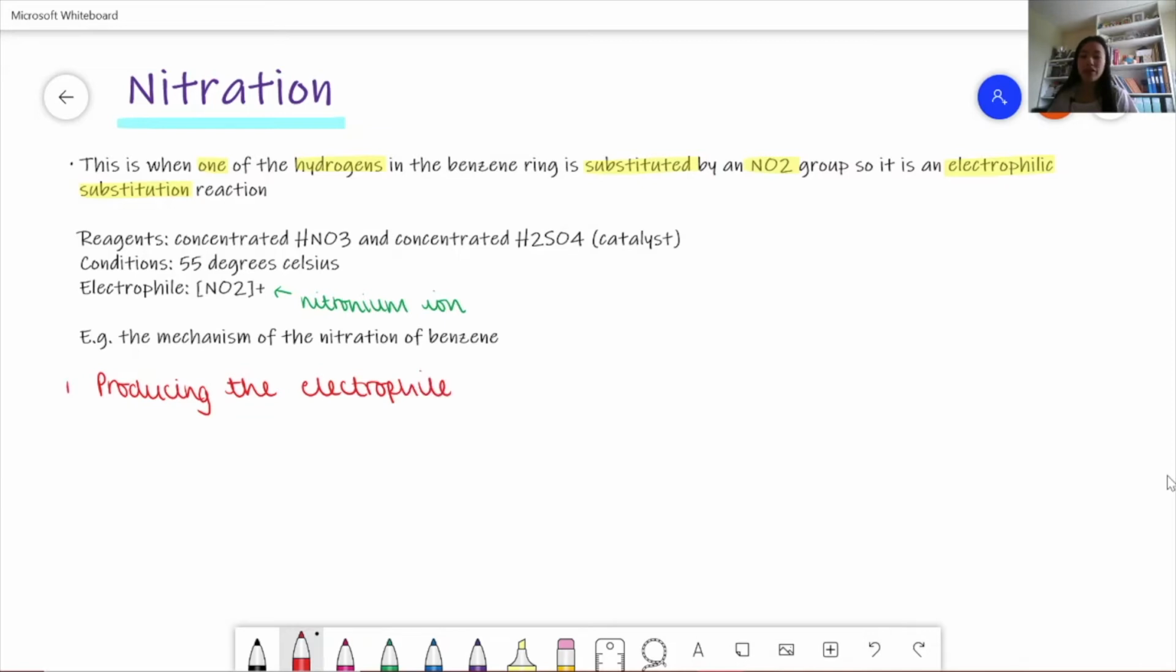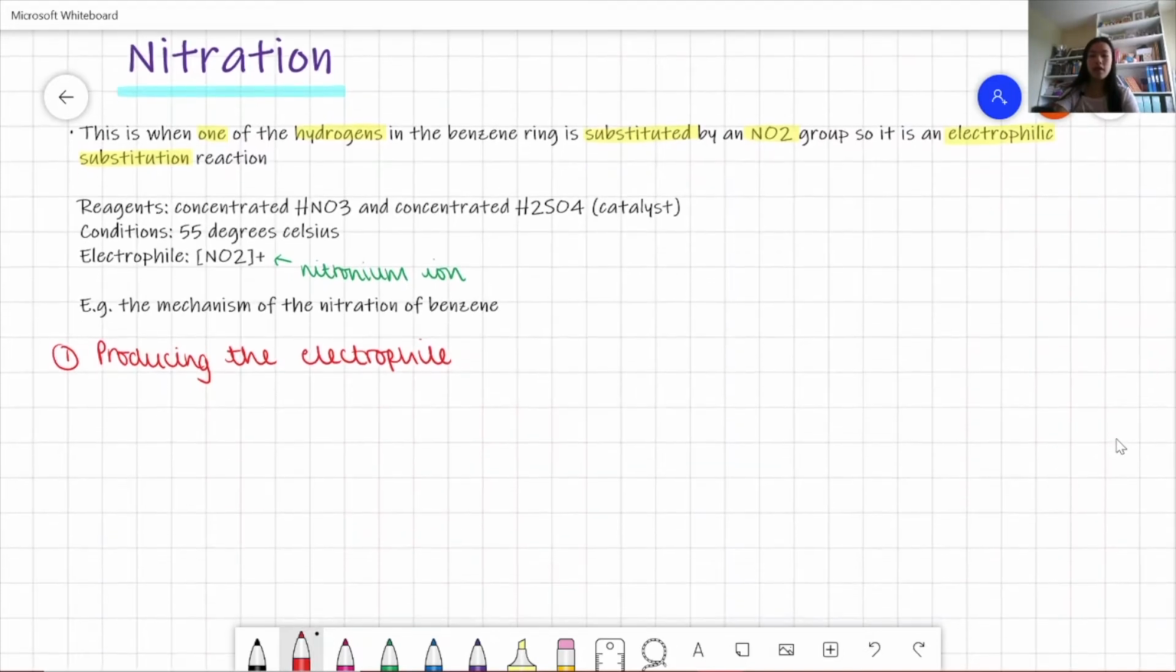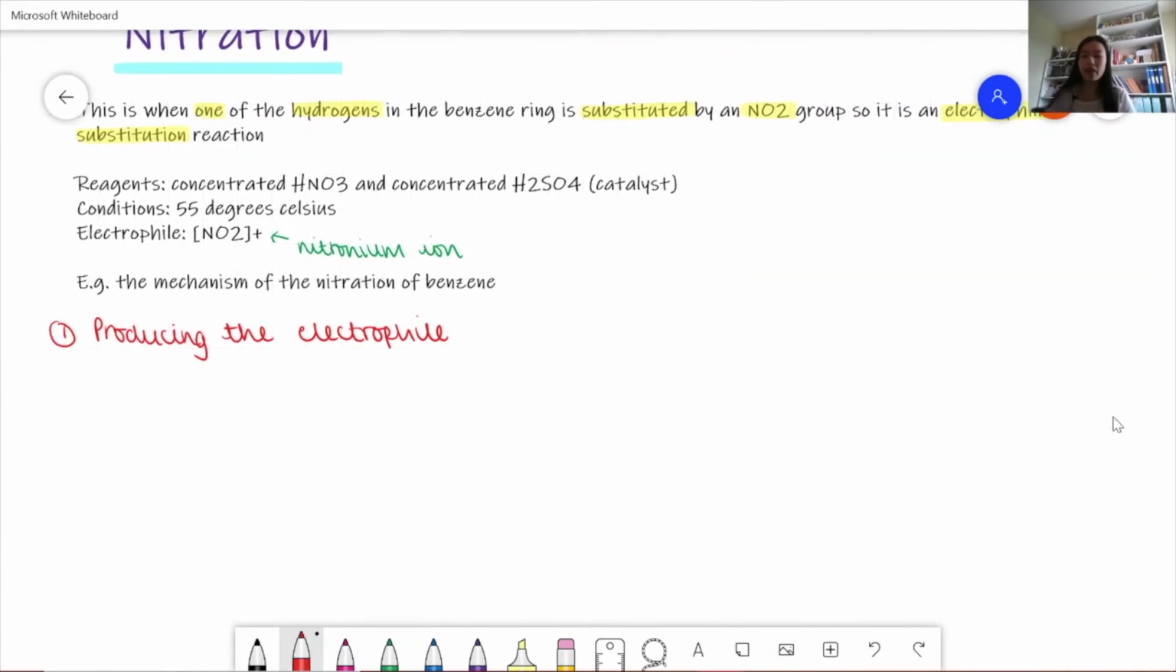This will always be the first step of your mechanism. And so what happens is we have some nitric acid and also some sulfuric acid, and they react together to form H2NO3+ and HSO4-.